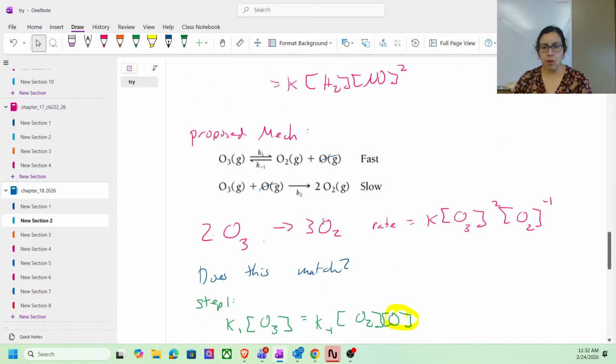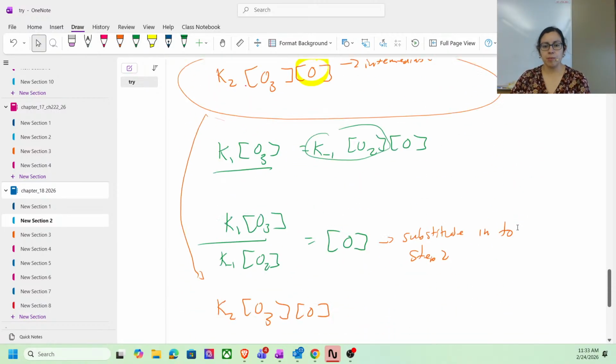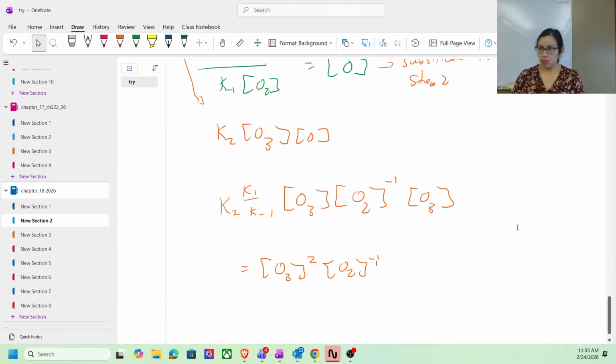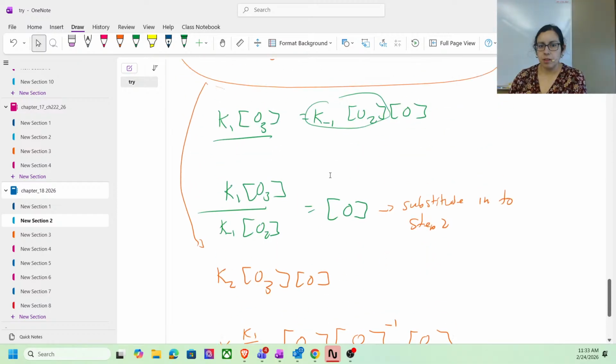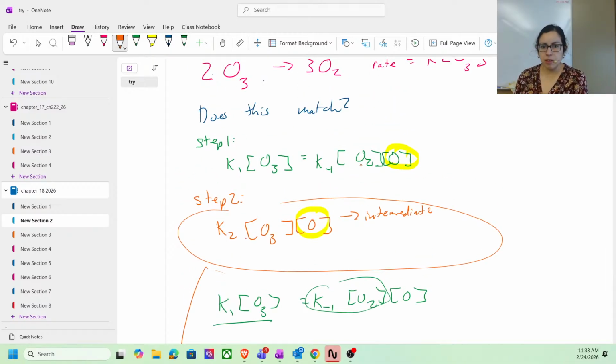And then, yes, double check. Does it agree with what we were given? So it does, right? They gave us that it was second order with ozone, and then to the negative 1 order for O2 there. So yes, it agrees, and we determined it. Do we all follow that? So we're just substituting, right?